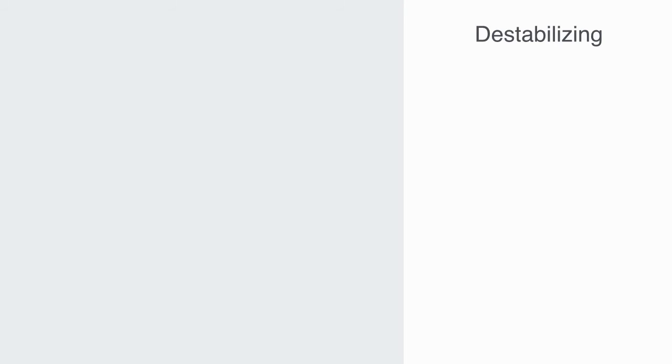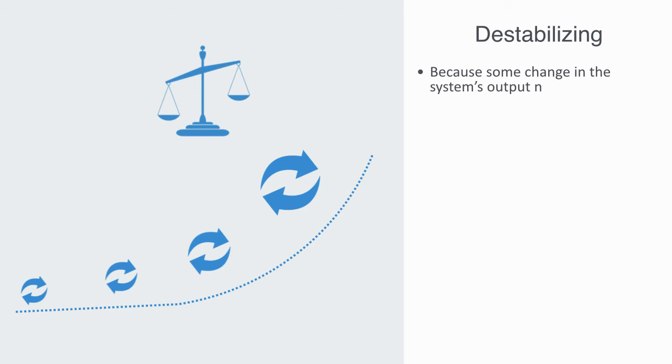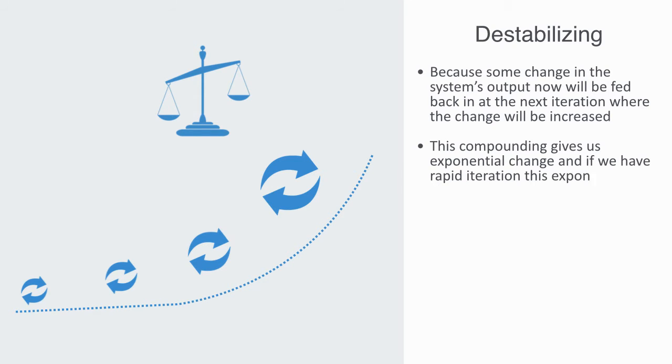Positive feedback, in contrast to negative feedback, is a destabilizing process because some change in the system's output now will be fed back in at the next iteration, where that change will be increased. Thus, there is no balancing mechanism. The system will stay moving off in the same direction as the change gets compounded with each iteration. This compounding gives us exponential change.